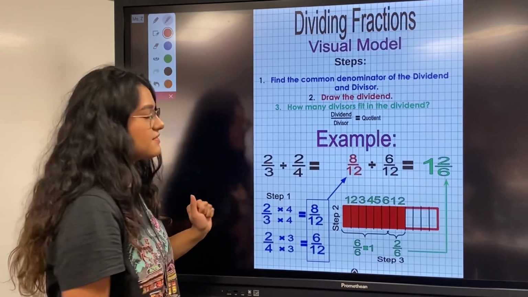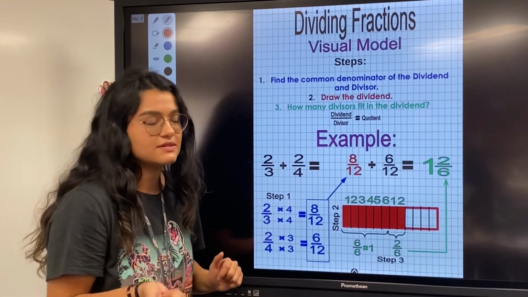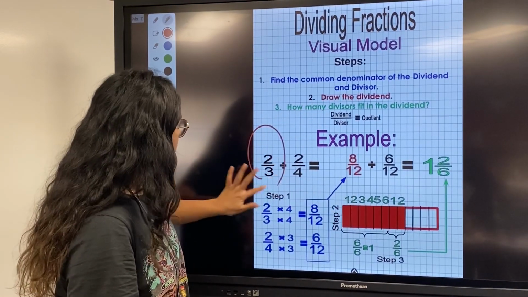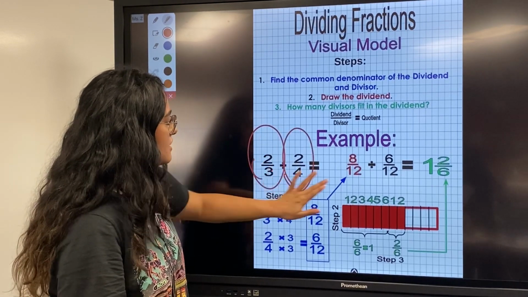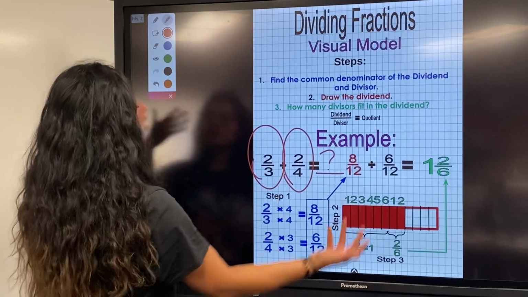Step number 3, then you have to figure out how many divisors fit into my dividend, right? So our dividend is our first number, our divisor is our second fraction, and then we have to find our quotient, right? So Mrs. Cortez is going to go over a beautiful example with you guys.